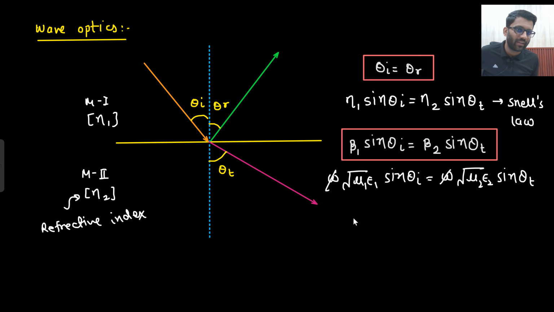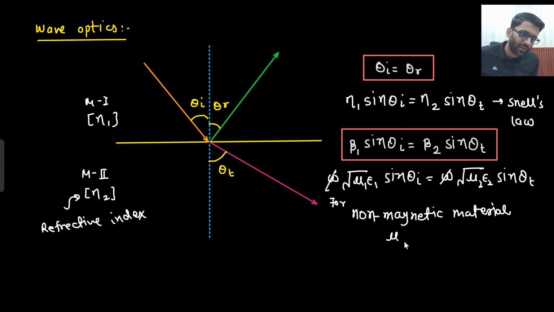And if it is a non-magnetic material, what will happen? Mu1 will be equal to mu2, equal to mu naught, because mu r is 1. So this will also get cancelled. So what will be the answer? Root epsilon r1 sin theta i.